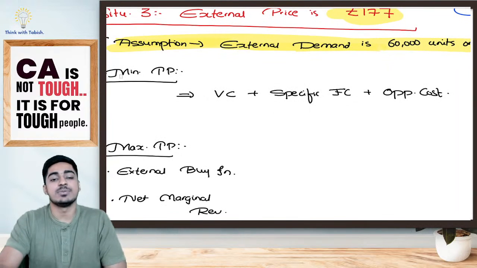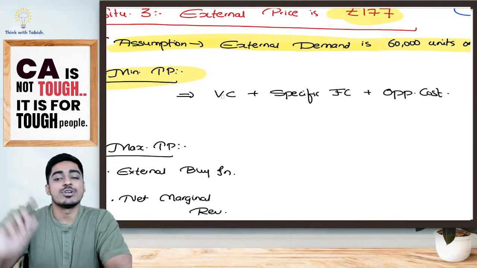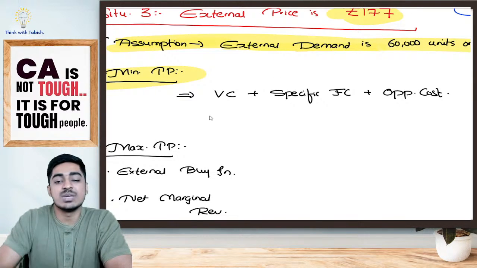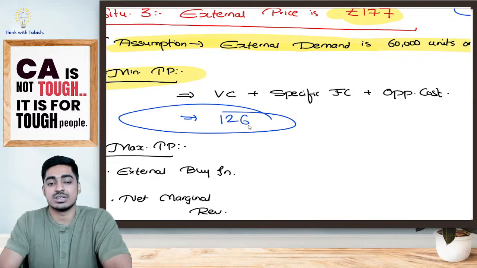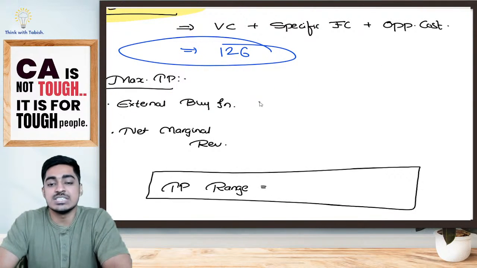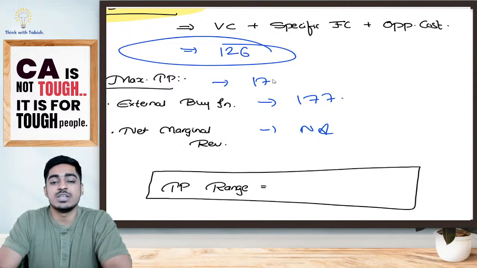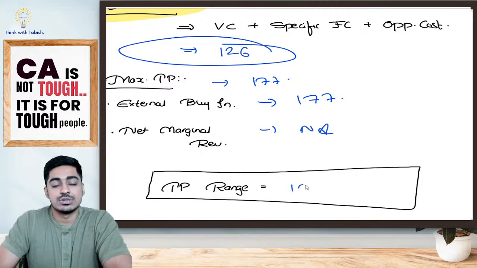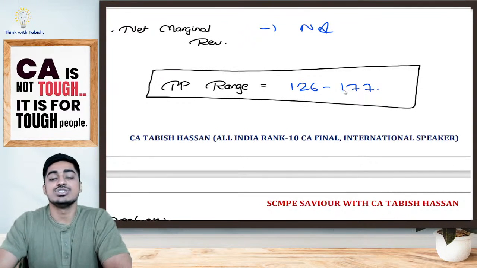So what is the minimum transfer price? We have 40,000 units spare capacity, so opportunity cost is 0. My variable cost itself is my minimum transfer price. At least 126 I should get. Maximum how much is the transferee willing to pay? Outside it is available at 177. Net marginal revenue is not available. The transferee is willing to pay maximum 177. So transfer pricing range is 126 to 177 rupees. So ideally, transfer should happen.